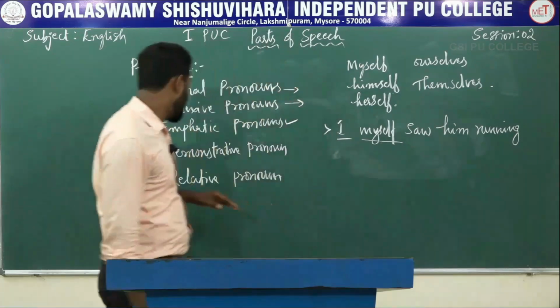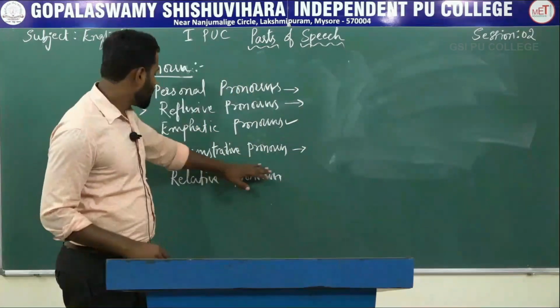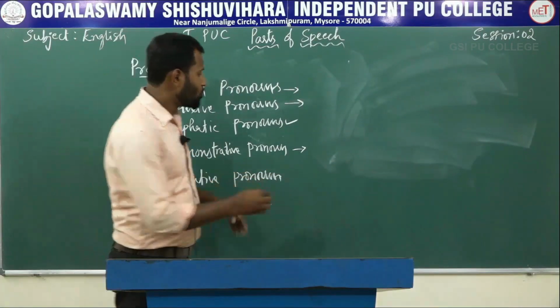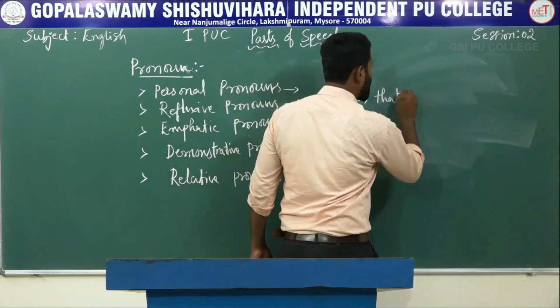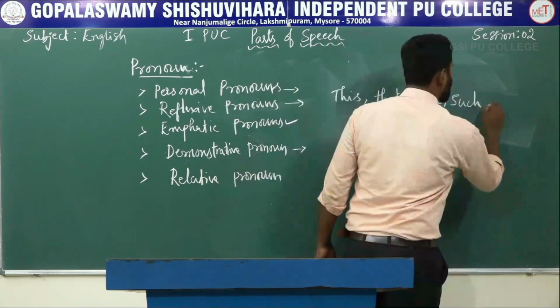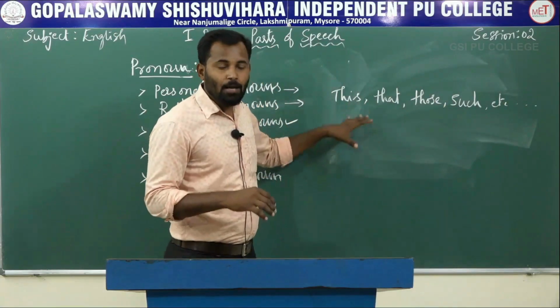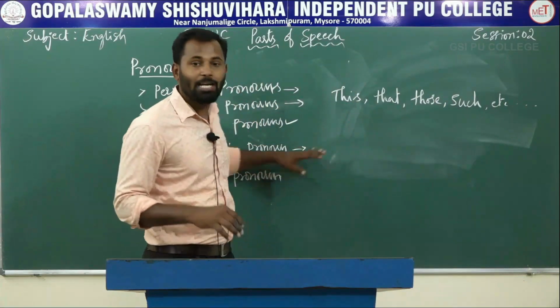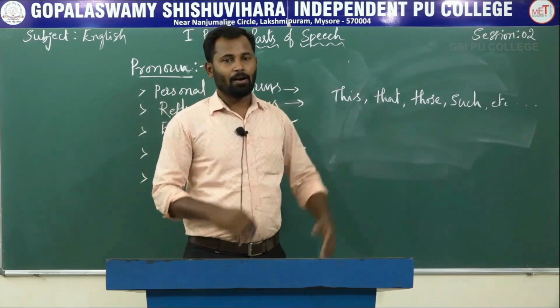And the next one is demonstrative pronouns. So what are the demonstrative pronouns? Demonstrative pronouns are like this, that, those, such, etc. So these demonstrative pronouns are used to point out the object to which they refer.